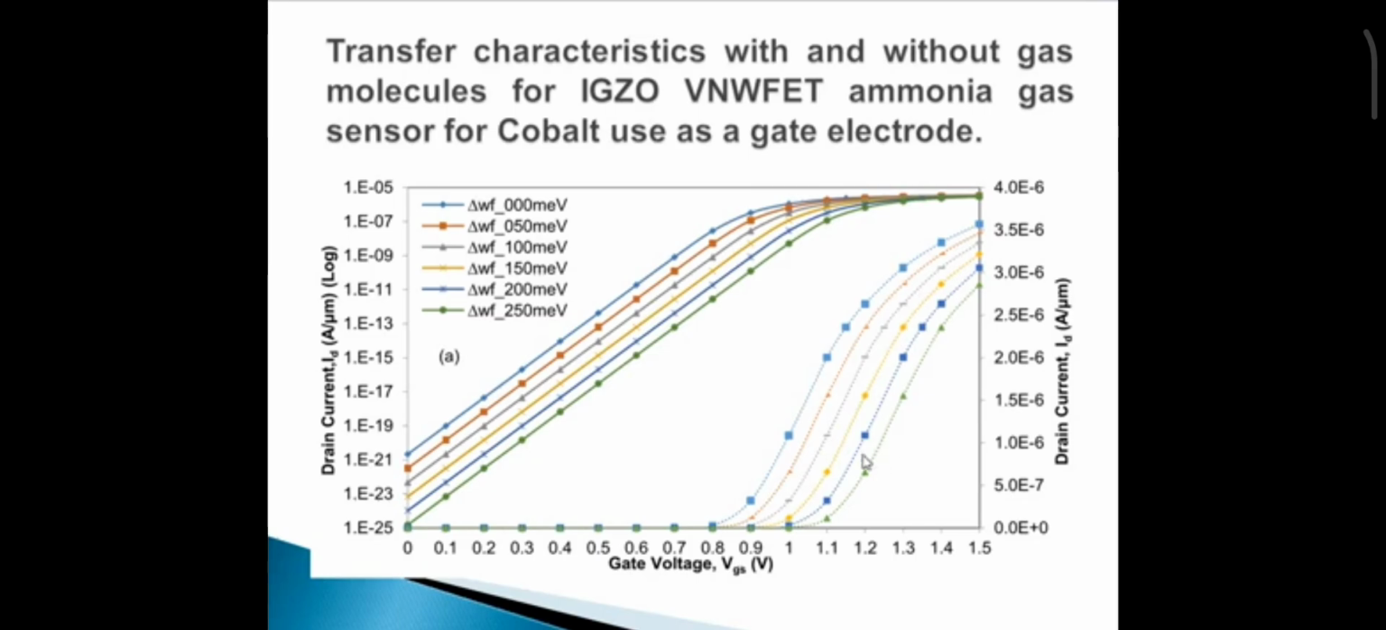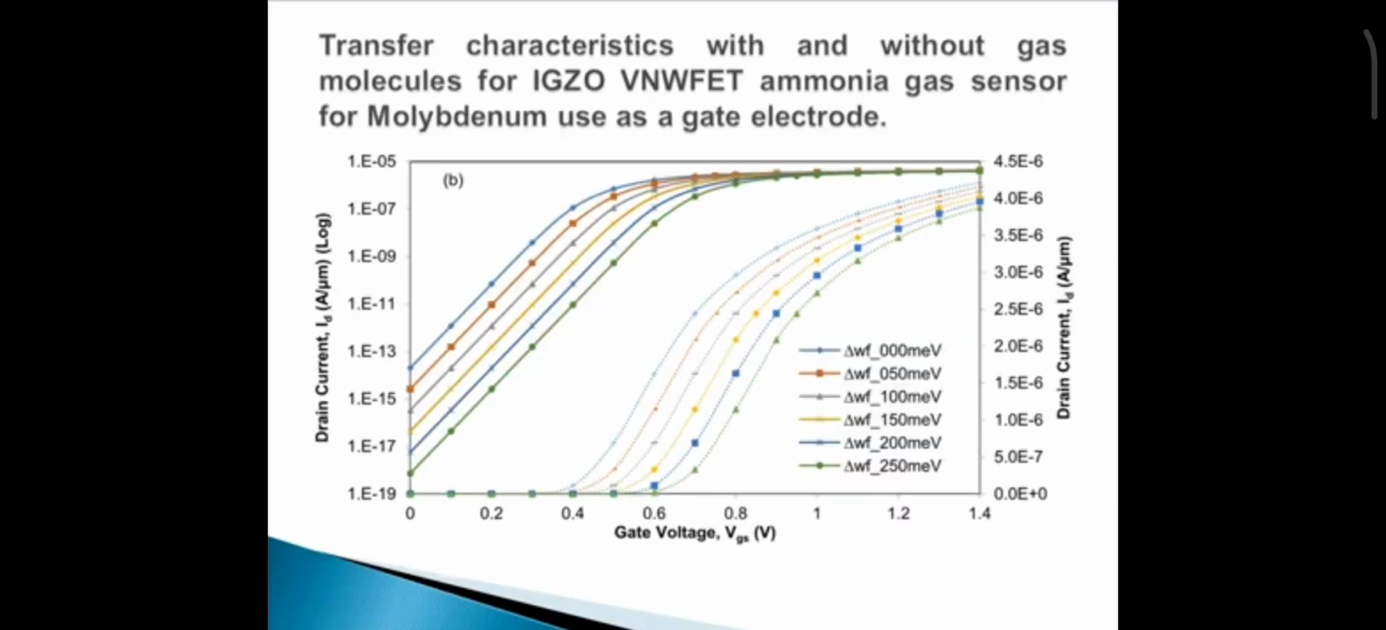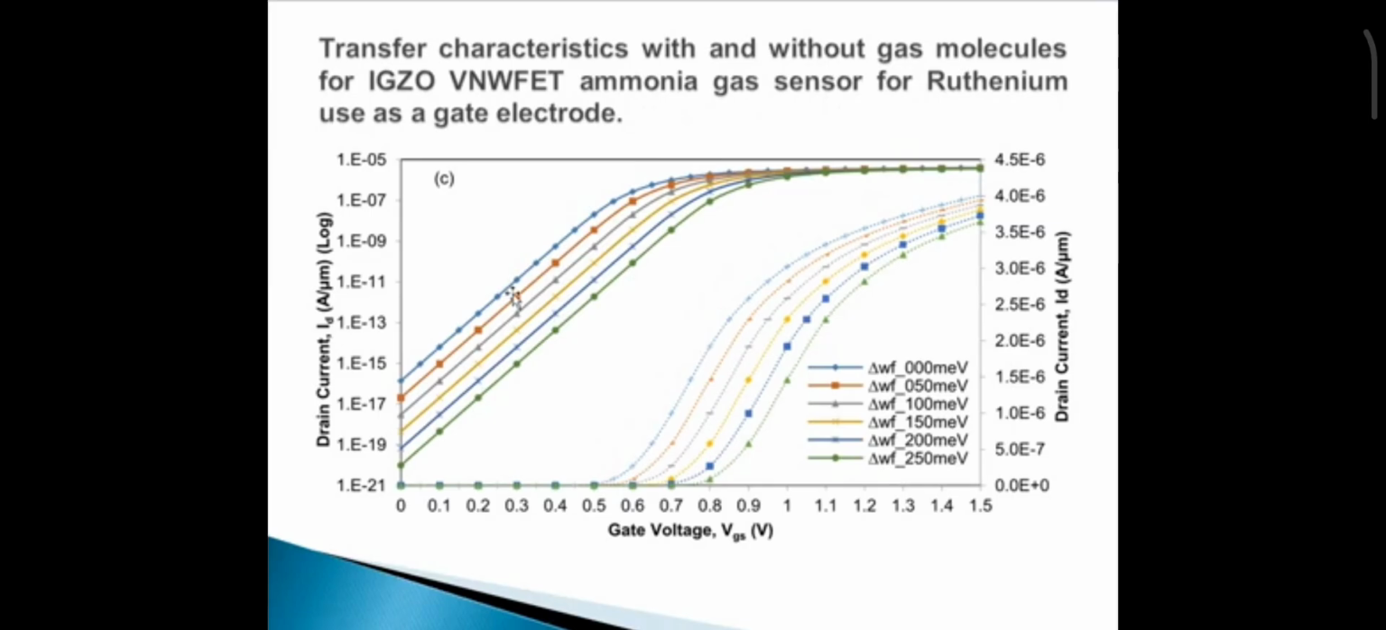This is the linear curve of the drain output characteristic, and this is the log curve. This is for the cobalt used as a gate electrode. Next figure is for when molybdenum is used as a gate electrode. Same, this is the linear curve, this is the log curve. Next is the transfer characteristic curve when ruthenium is used as a gate electrode.